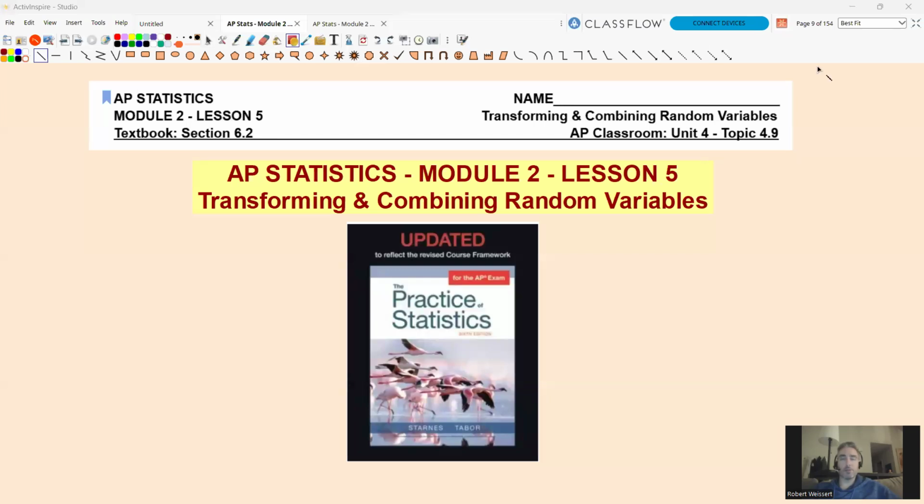This lesson is Module 2, Lesson 5 in my notes, and you'll find this in AP Classroom, Topic 4.9, or in the Practice of Statistics Updated 6th Edition, Section 6.2.